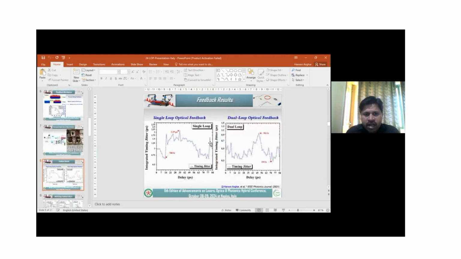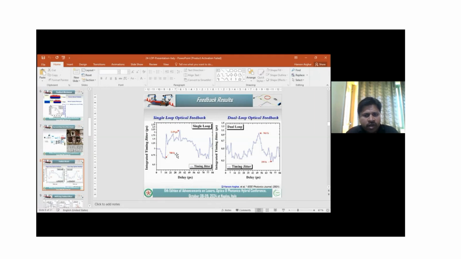So by using this schematic diagram and these cavity configurations, we studied single loop feedback results and dual loop feedback results. In single loop feedback, when just one feedback loop was used to observe the stability of the laser, we can see that the minimum timing jitter was around 700 femtosecond, and the maximum was 2.19 picosecond. In this case, the optical delay line, which we used in our experiment, was fine-tuned. And in these results, we claim that at 700 femtosecond, our laser is operating at the optimum position.